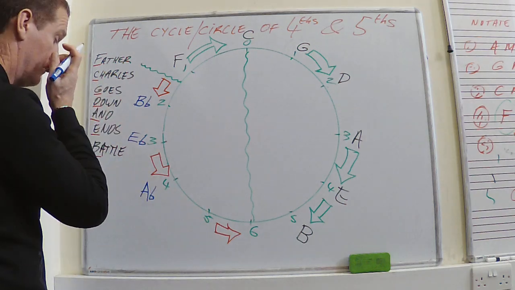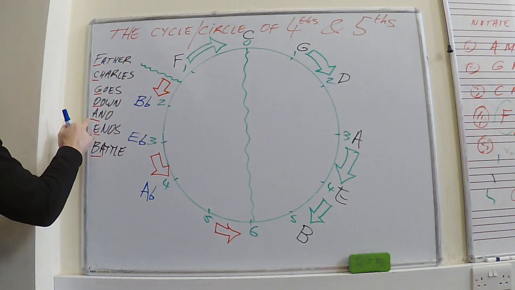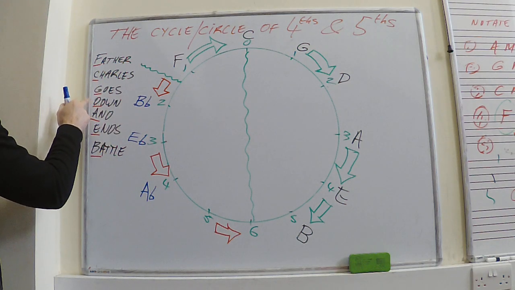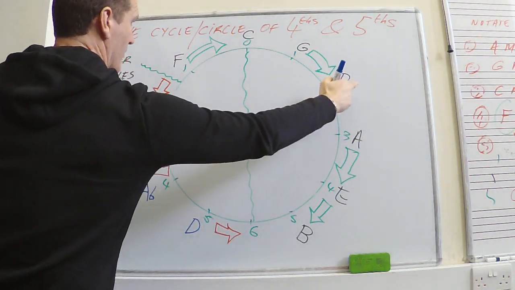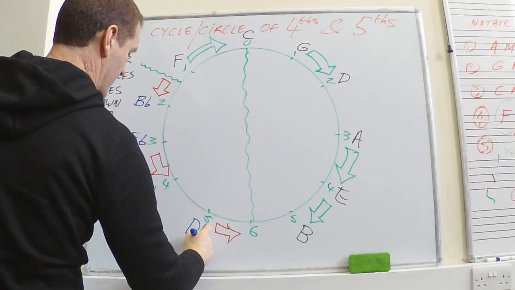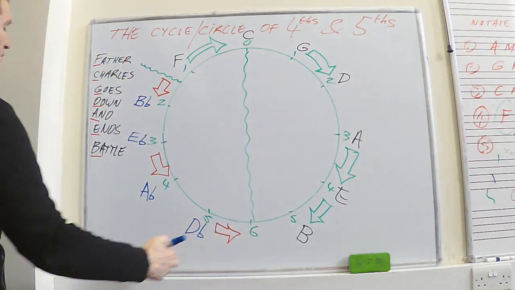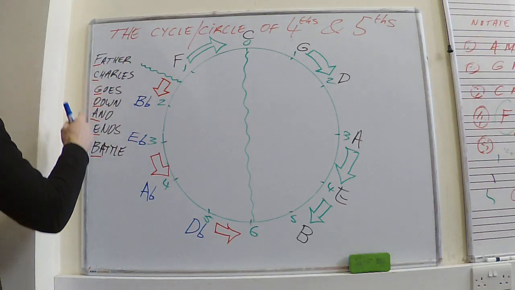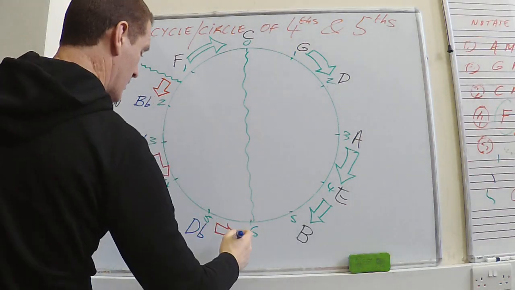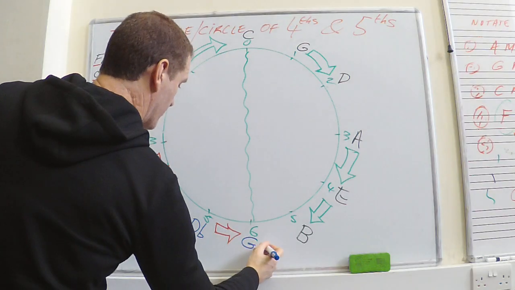We get to the 5 o'clock position, battle ends and down, D flat. Not D, but D flat. And the 6 o'clock position, battle ends and down goes G, not G, but G flat.